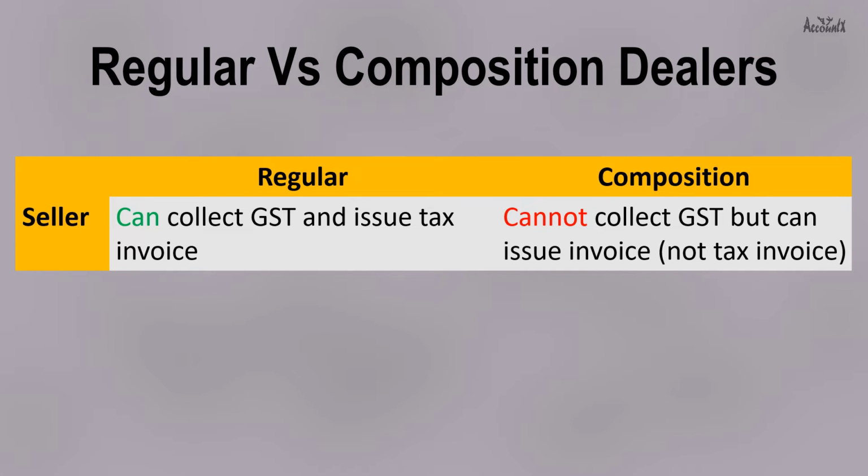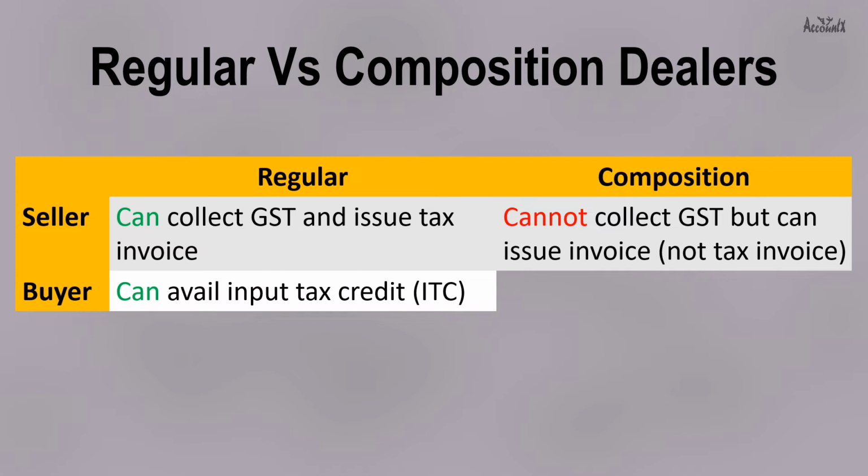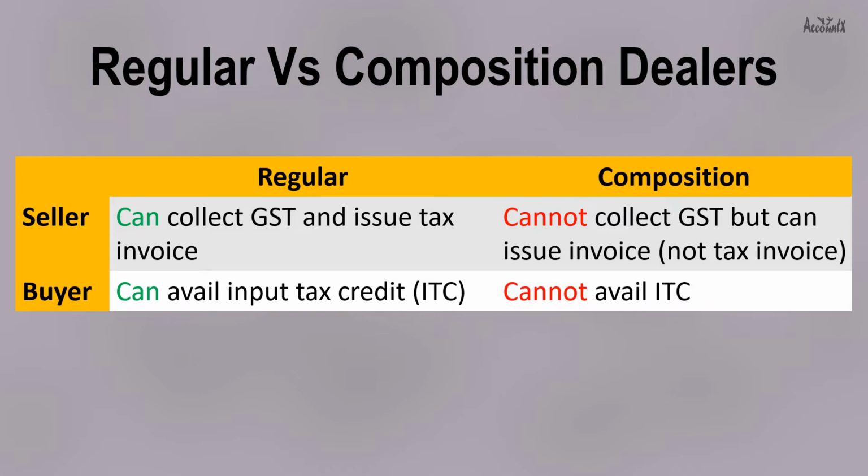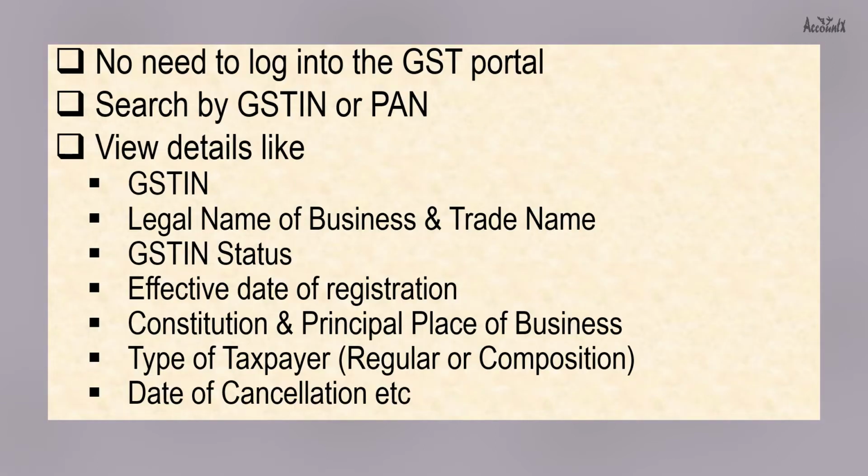That means composition dealers are required to pay GST as a percentage of their turnover and they cannot collect such GST from customers. A buyer registered as a regular taxpayer can avail input tax credit on their purchases from other regular taxpayers. Buyers registered as composition dealers cannot avail ITC on their purchases from regular taxpayers. Further, when you buy from composition dealers as a buyer, you too cannot avail input tax credit because you don't pay GST to the seller who is registered as a composition dealer. We can also view details like date of cancellation, etc.